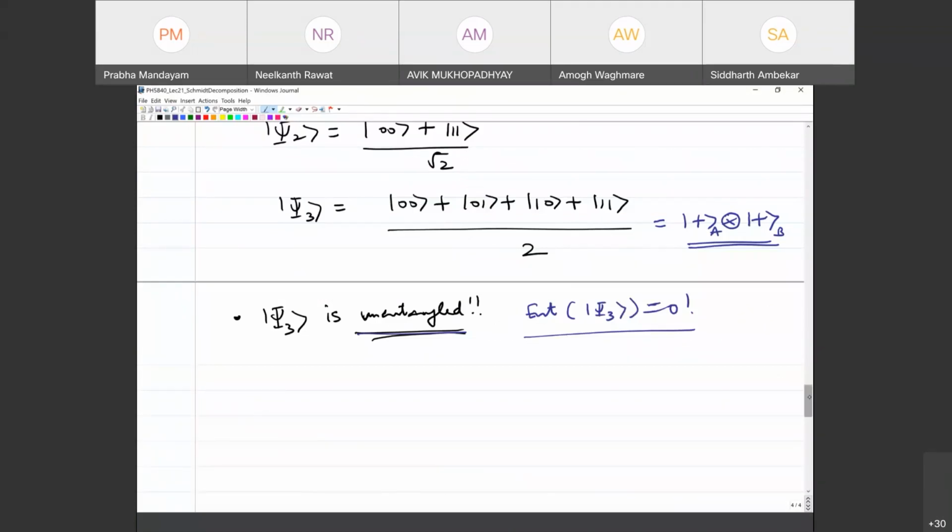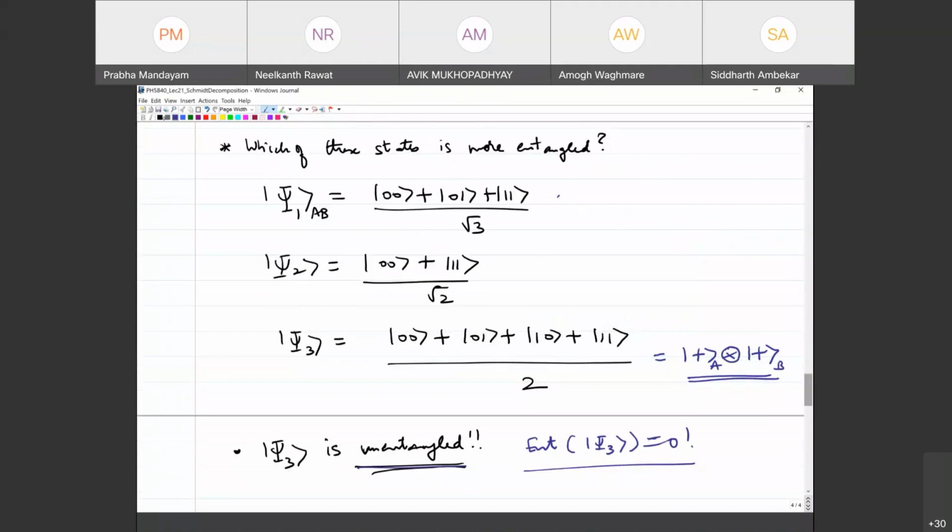Now again, because I kept saying that this is maximally entangled, it appears that this is the most entangled state. We've given this state a name, we say it's a Bell EPR state. So this seems to be the most entangled state. And this seems to be somewhere in between the Bell state and the product state. But how do we quantify this?